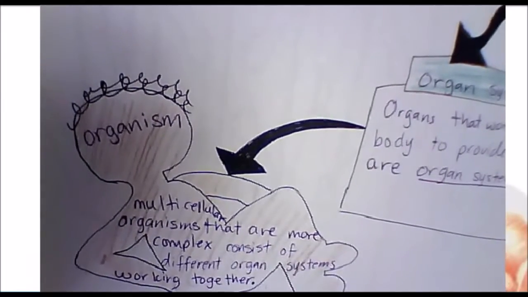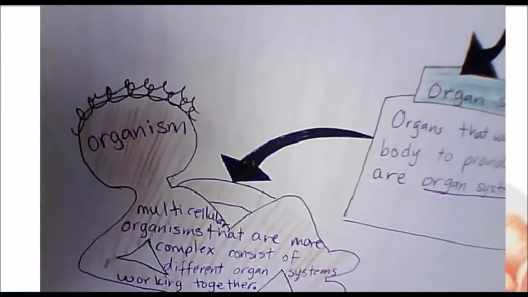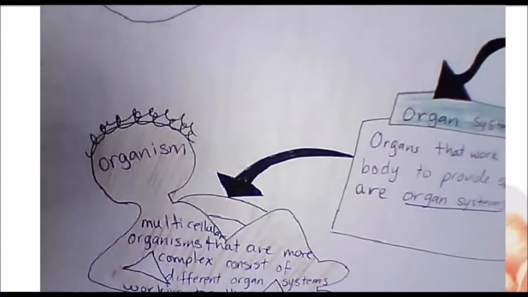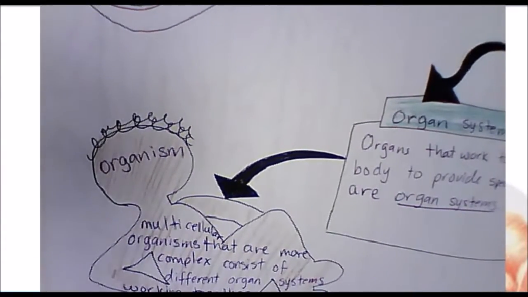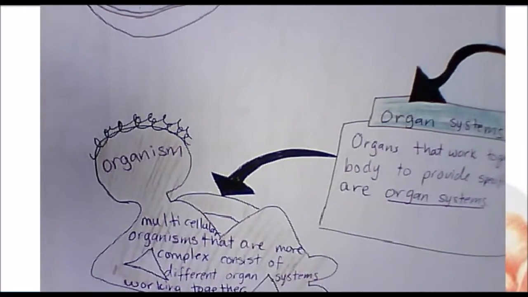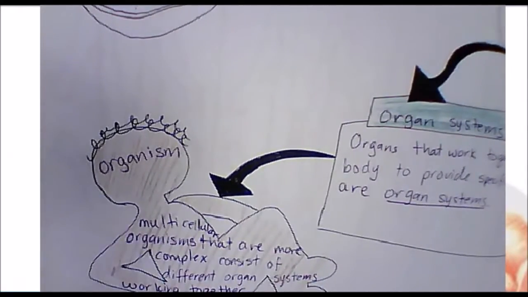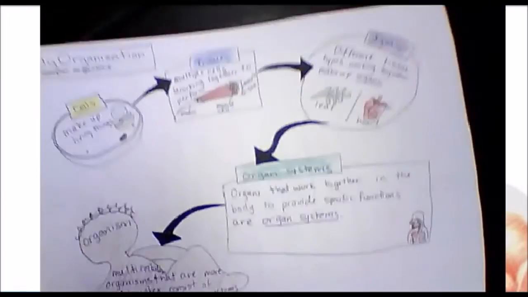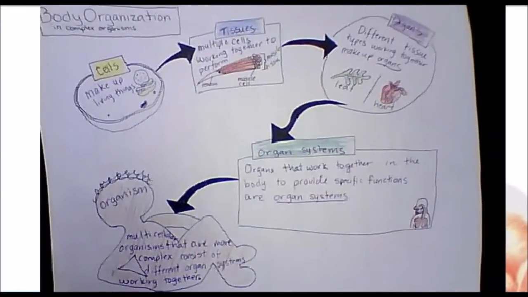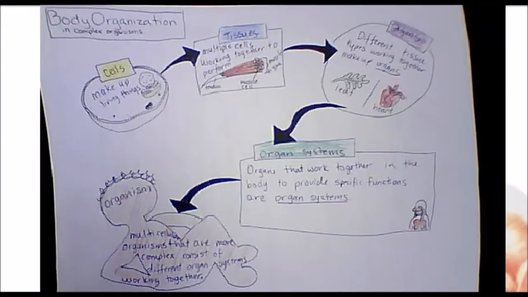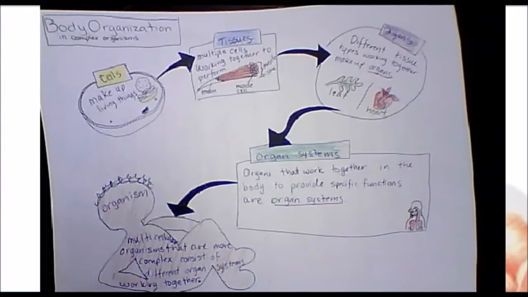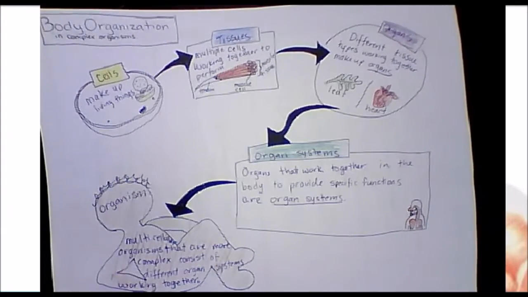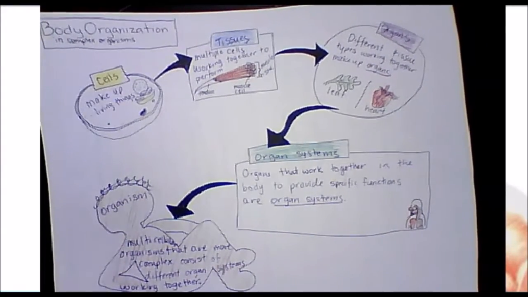Now, remember that all organisms are made up of cells, and more complex organisms have multiple cells that make up tissues, and multiple tissues working together for a specific job will make an organ, and multiple organs working together to perform a specific function will make up an organ system. Now, all of those in complex animals or plants will make up an organism.